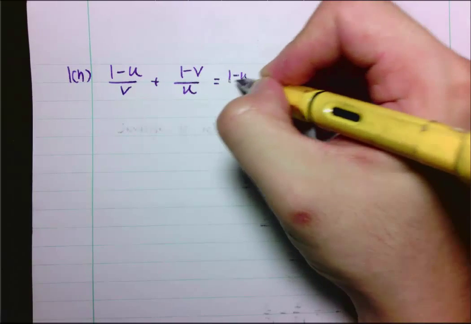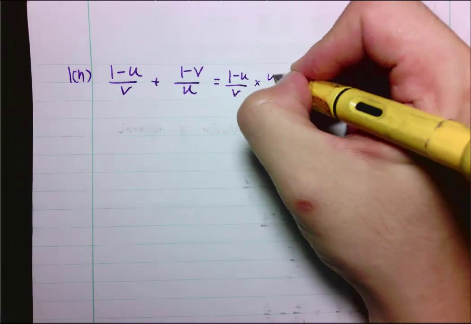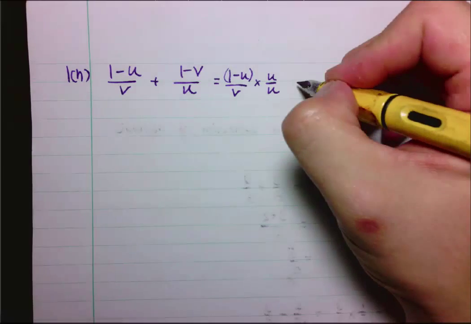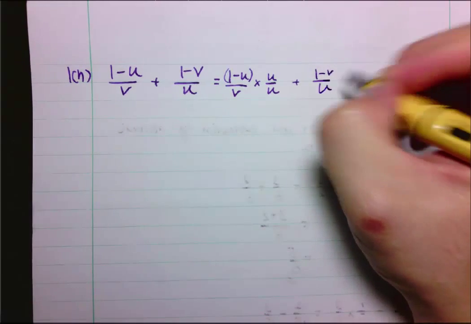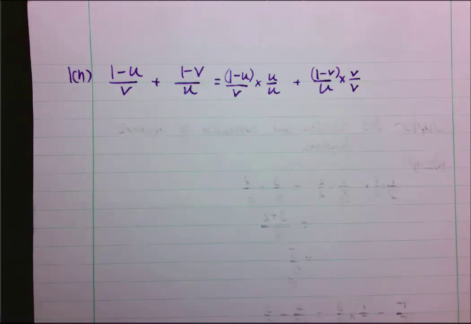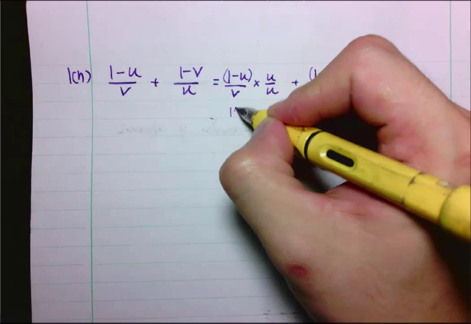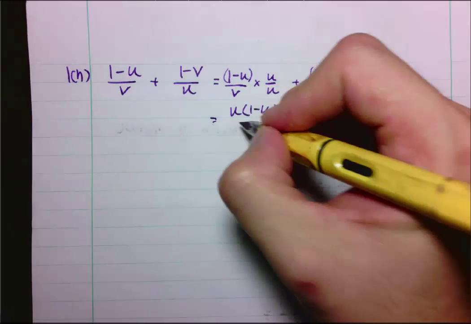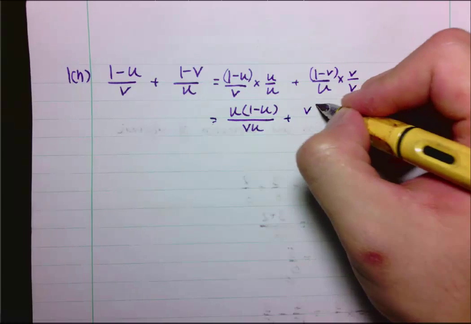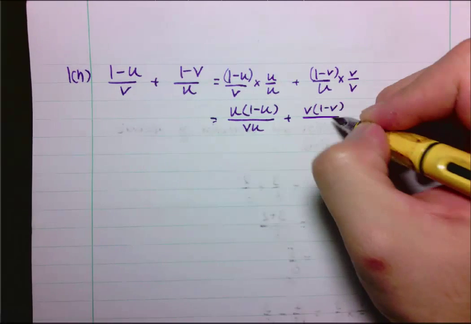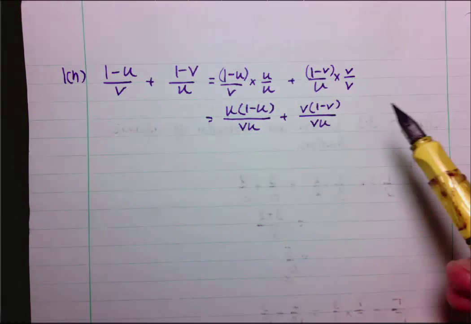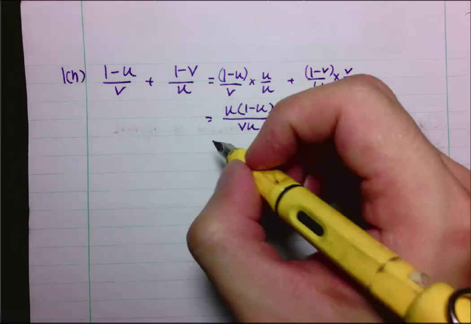So how I do that is 1 minus u over v times u over u. Be very careful when you do this. Make sure you have a bracket here for this term, plus 1 minus v over u, which is this term, times v over v. So make sure you bracket everything there. What you get here is u times 1 minus u over vu, plus v times 1 minus v over vu. Please resist the urge to go and eliminate u and v. If not, you'll be getting back the same thing again, which is a waste of time.